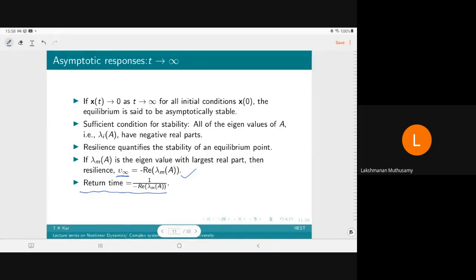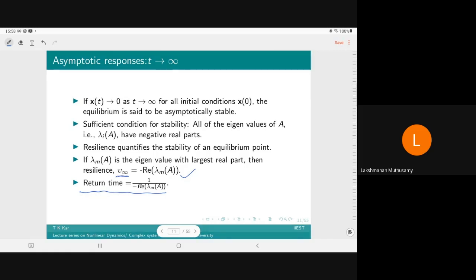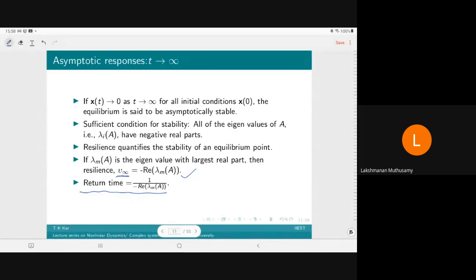So resilience quantifies the stability of an equilibrium. How quickly it will reach the original state, that determines the resilience, and how long it will take to come back to its original position, that is the return time. And a larger return time means resilience is smaller. So this is very important.